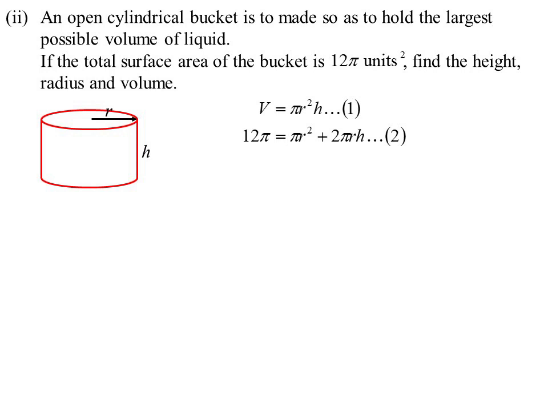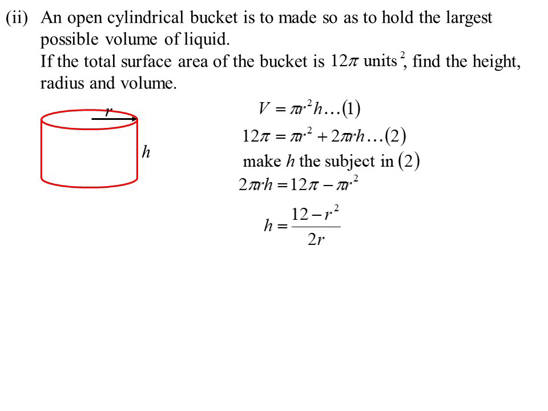And that will be 12 pi, and you can see why conveniently it was a multiple of pi, because now all the pi's will cancel and makes life very easy for us. Let's make h the subject. That's going to be a heck of a lot easier than making r the subject in this one. H the subject, and we get 12 minus r squared over 2r.